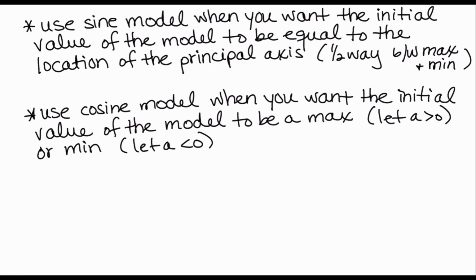So in terms of sine and cosine models, how do I know which one to use when? Well, you're going to use the sine model when you want the initial value of the model to be equal to the location of the principal axis. So you're basically starting halfway between the maximum and the minimum. You're going to use the cosine model when you want the initial value of the model to be a maximum. So if it's a maximum, you're going to let a be greater than 0, or if it's a minimum, you're going to let a be less than 0.